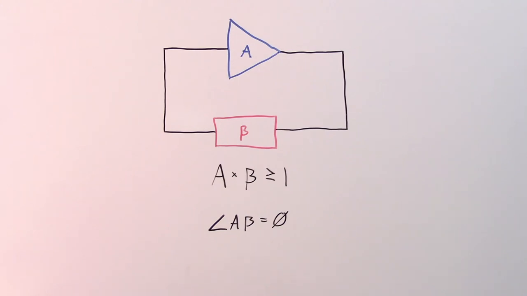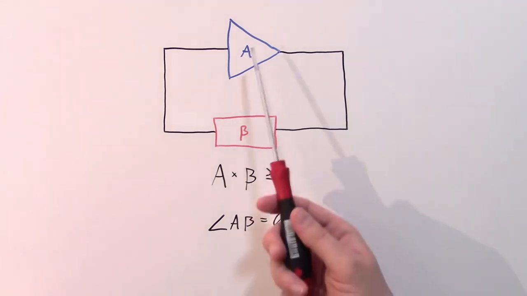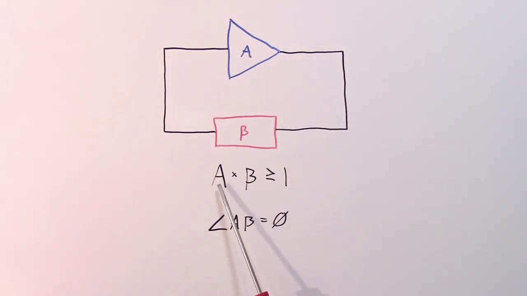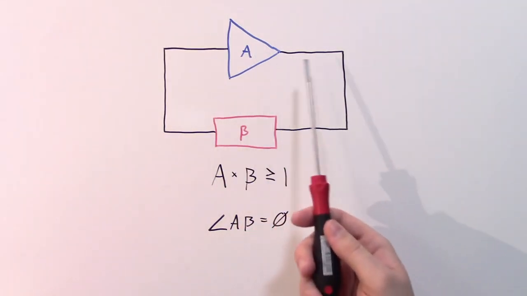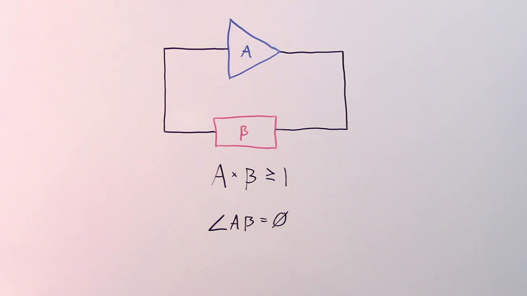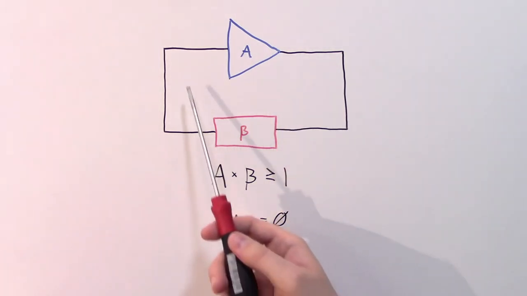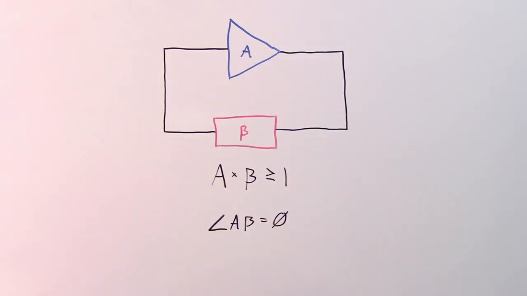Now, the basic criteria for oscillation is known as the Barkhausen criterion, and it states that the total loop gain, in other words, the gain of the amplifier times the gain of your feedback network, has to be greater than or equal to 1. In other words, you have to actually be amplifying a signal and feeding it back, not attenuating it. The other criteria is that the total phase shift has to be 0. In other words, the signal that you feed back to the input has to be in phase with the original signal that appeared at the input. And the Colpitts oscillator is no exception to these rules.